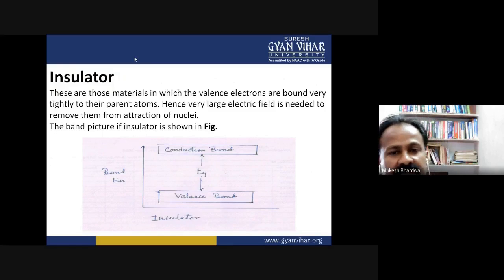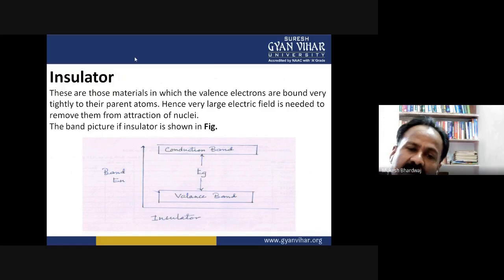Insulators are those materials in which the valence electrons are bound very tightly to their parent atoms. Hence, a very large electric field is needed to remove them from the attraction of the nuclei. The band picture of an insulator is shown in the figure. Valence band and conduction band, and the gap between these two bands is denoted by Eg, known as the forbidden energy gap, and the gap is very wide, as you've seen through the diagram.